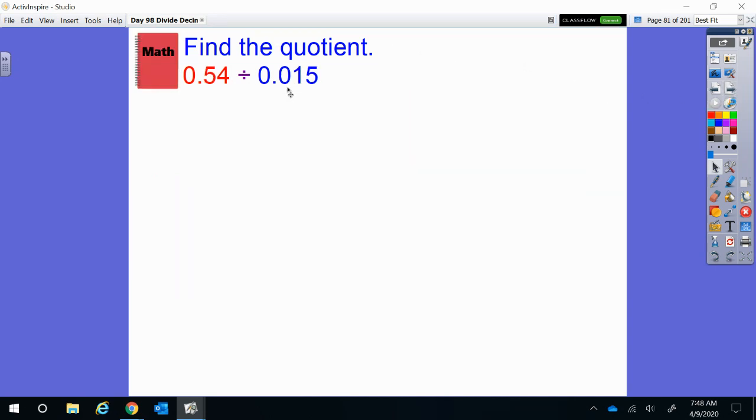Find the quotient. So this would be read 54 hundredths divided by 15 thousandths. And you have to set it up again. 54 hundredths goes inside the house. This number is the divisor. You've got to move it. Looks like it's going to move 3 times. 1, 2, 3. And then you have to move this 1, 2.